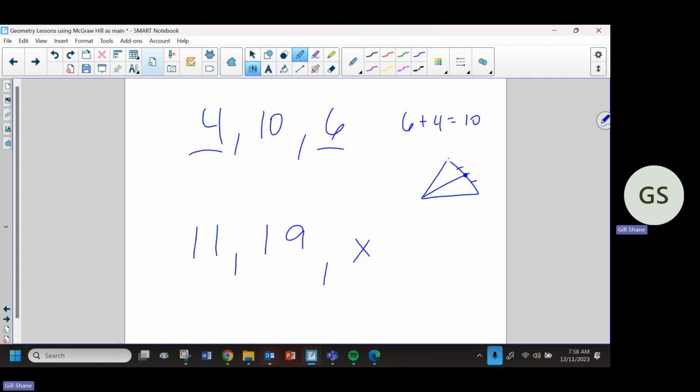All right, so let's go ahead and ignore that. What is the concept we're using in this? What's the concept? The smallest two sides added together have to be bigger than the biggest side, greater than the biggest side.